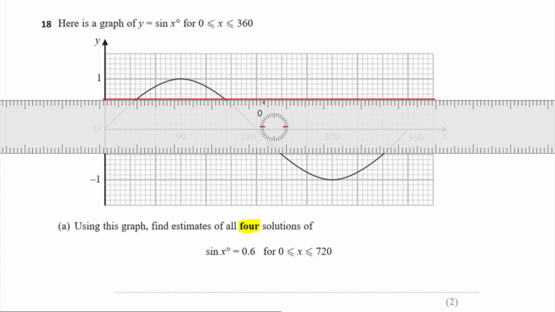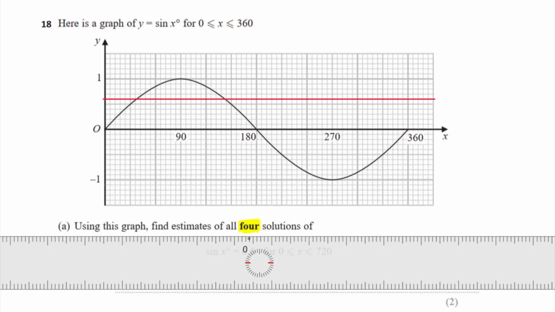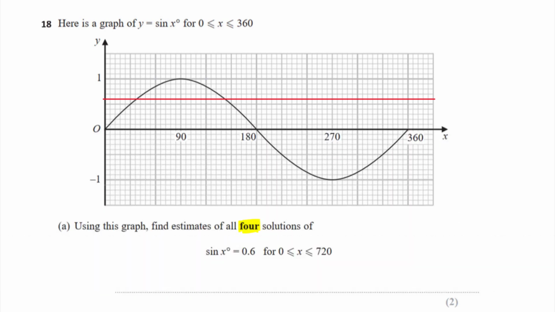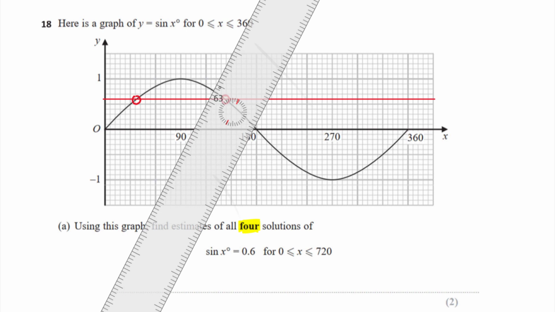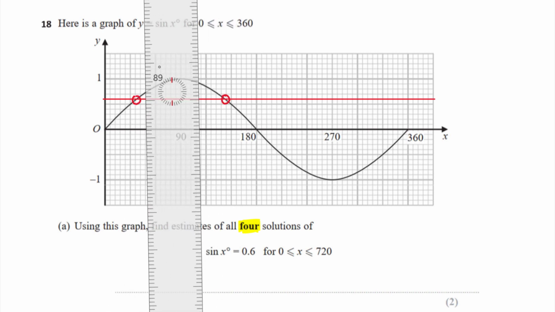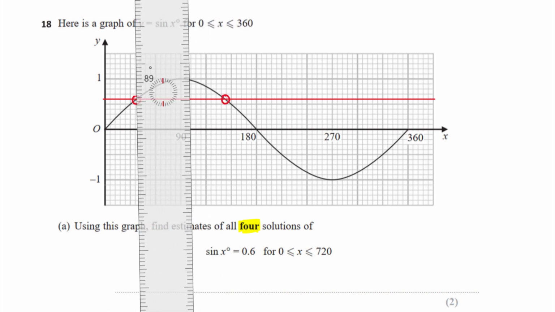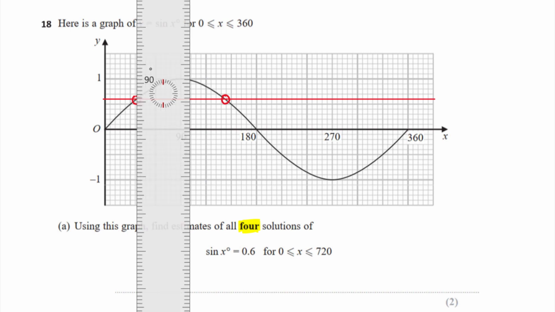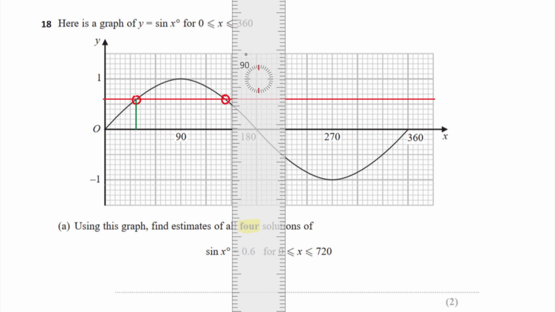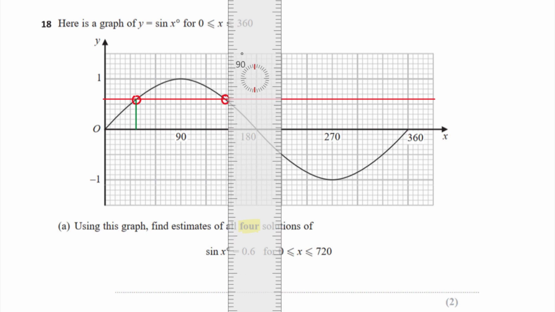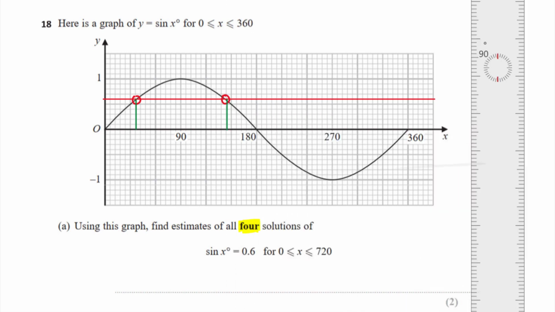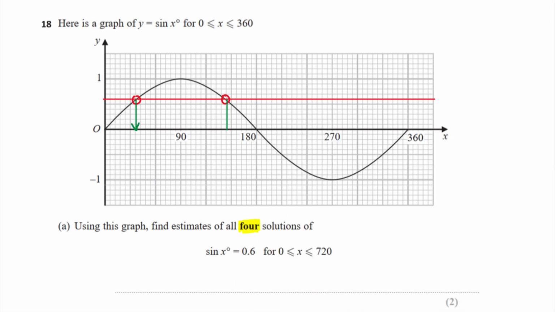Okay, so I'm going to draw a line then at 0.6. Now you can see that cuts my curve in 2 places, not 4. Okay, I've got two places here. Look, 1 there, 1 there. Okay, now I can use my graph to read off what those values are. So coming down from that point is one solution, and coming down from that point is another. Okay, so what are those values there and there then?